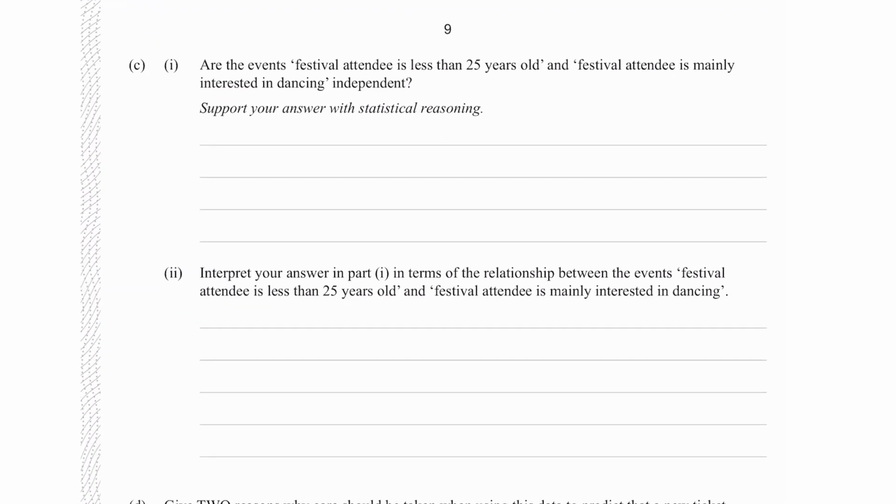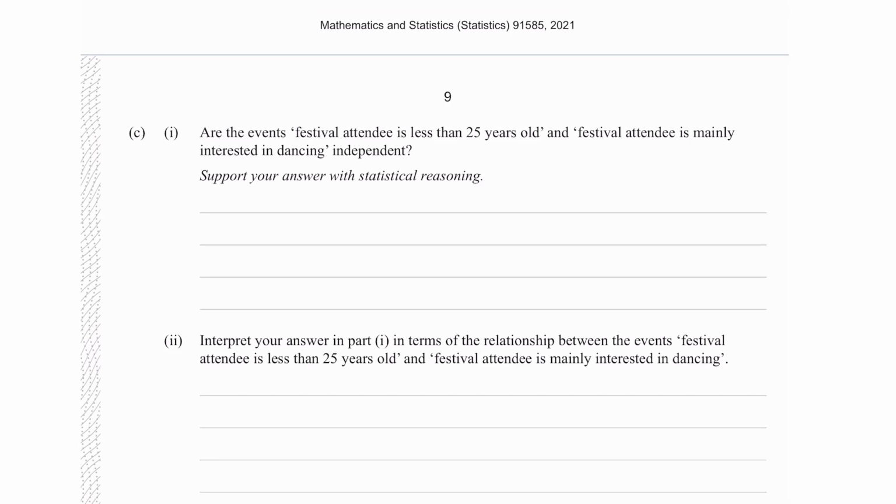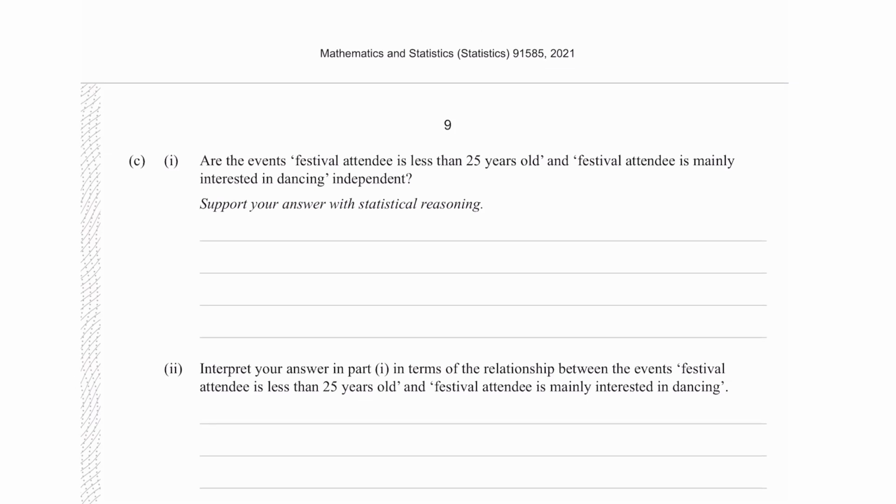Are the events "festival attendee is less than 25 years old" and "festival attendee is mainly interested in dancing" independent? Yeah, this is a good question. So how do we know if two things are independent? If two things are independent, that means that the probability of intersection is the same. Okay, let me explain this.